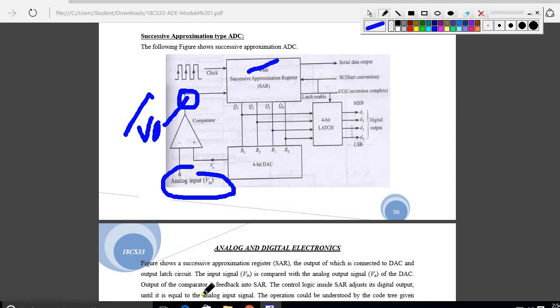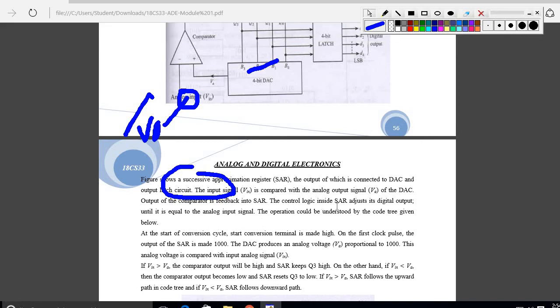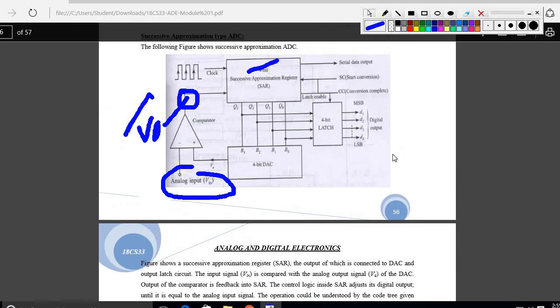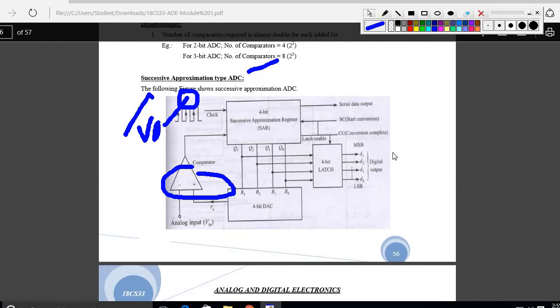Okay, so the output of the comparator is fed back to the SAR. The control logic inside the SAR adjusts the digital output until it is equal to the analog input signal, right? That is one of the cases. So the operation can be understood by the code tree given below. A particular code tree has been given for this diagram, so we'll see how exactly it works.